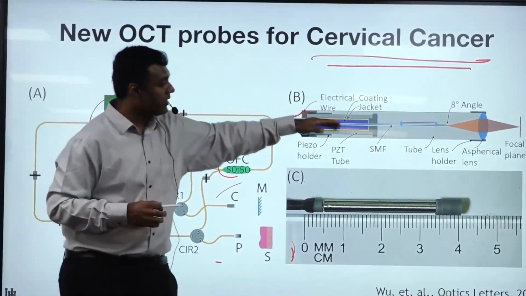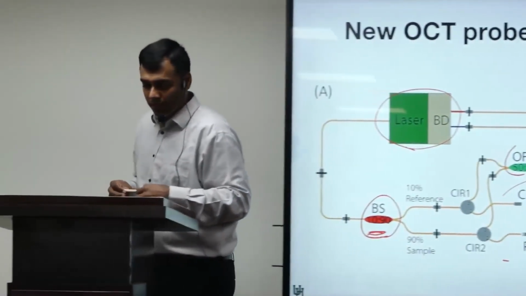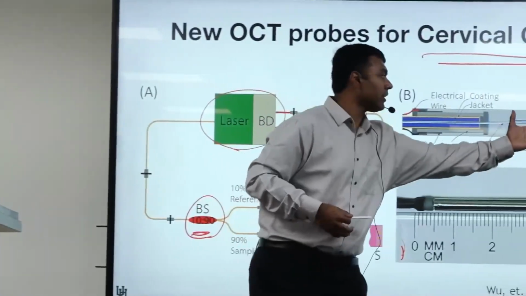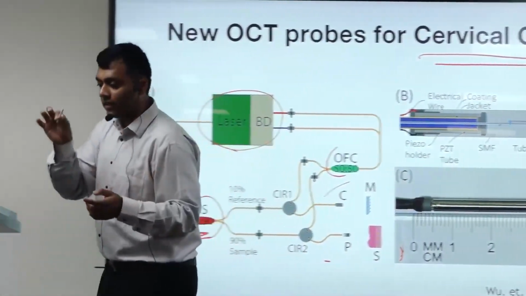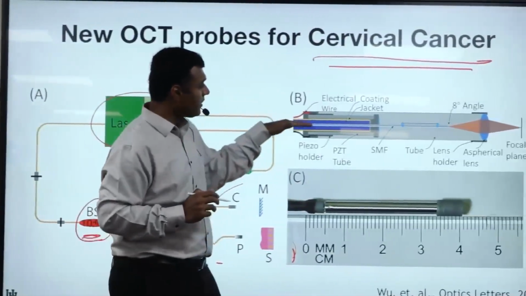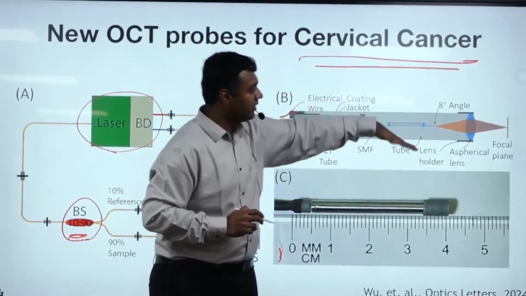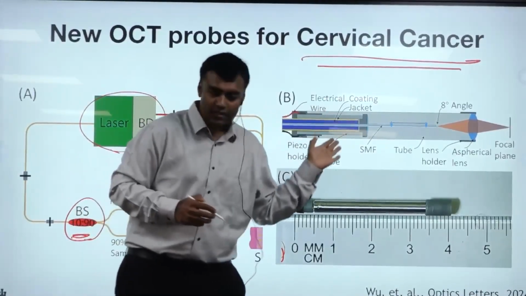So you apply a voltage. If you just remember basic physics, there is a way to calculate the resonant frequency depending on the length, depending on the mass, and so on. Okay, so now what happens is that if you apply voltage along the y-axis, there'll be a deflection here. If you apply the same voltage along the x-axis, it's the same frequency.